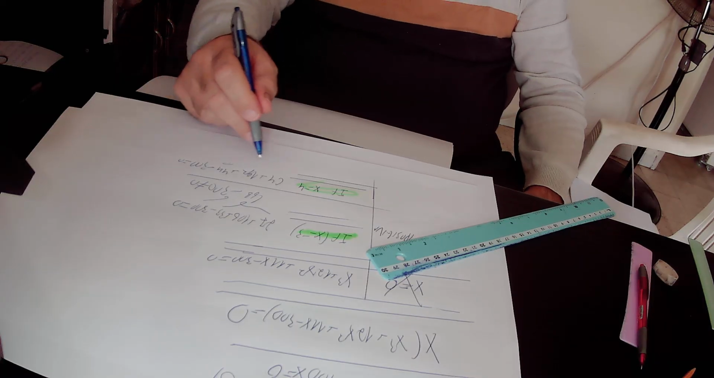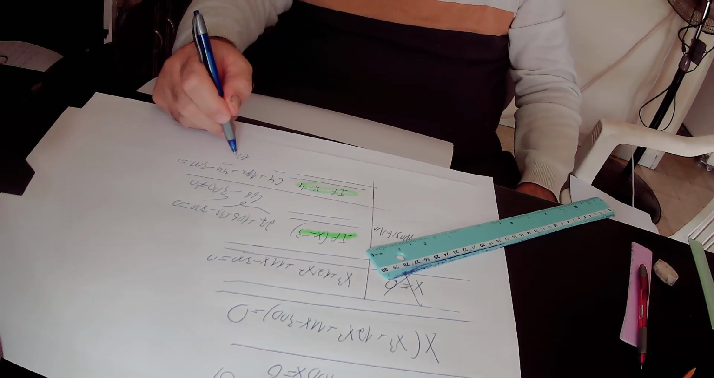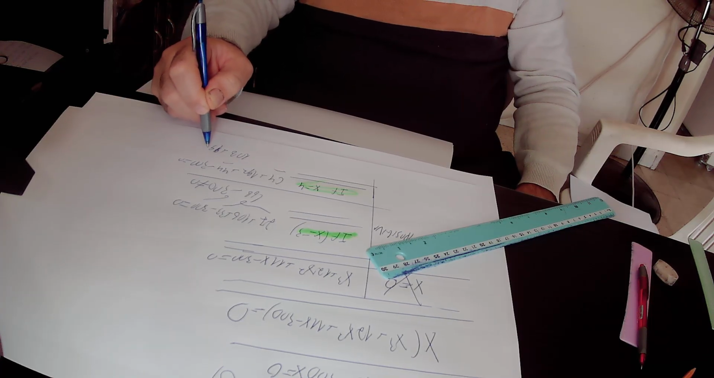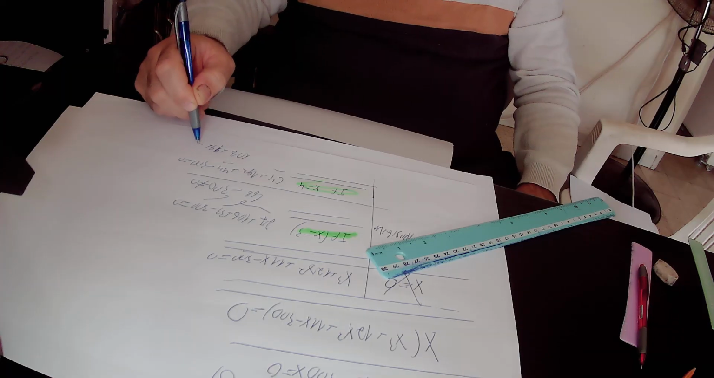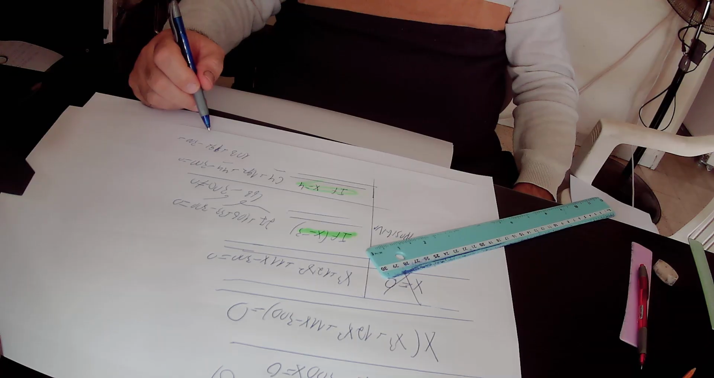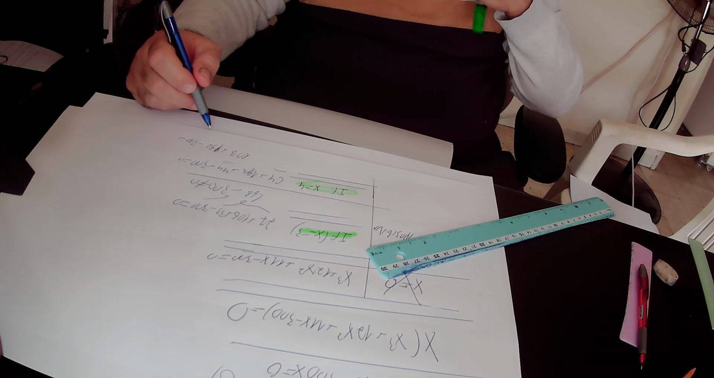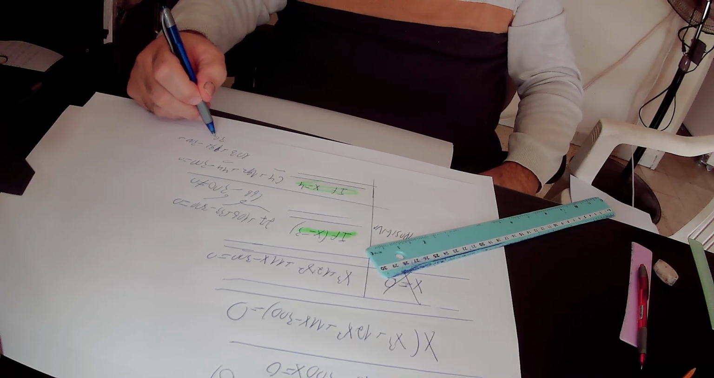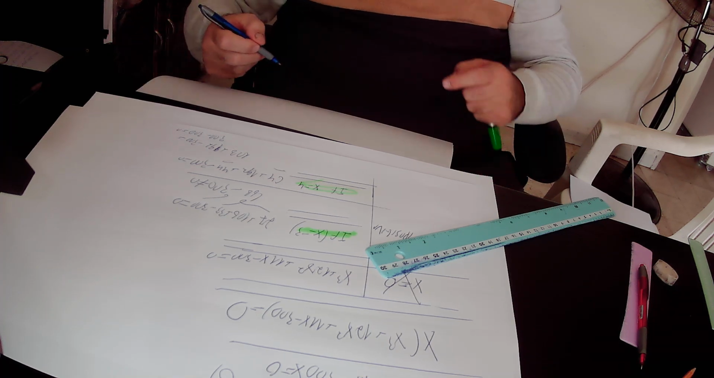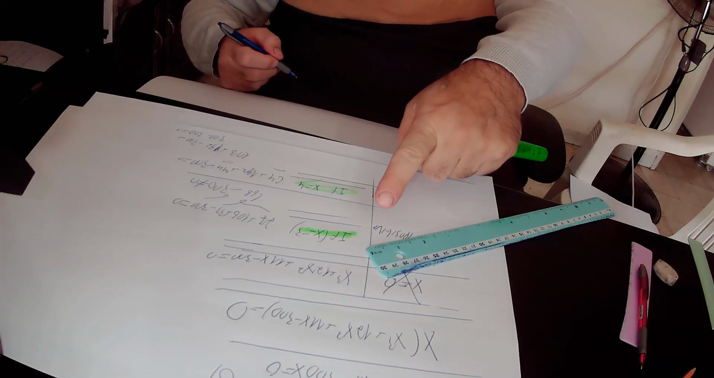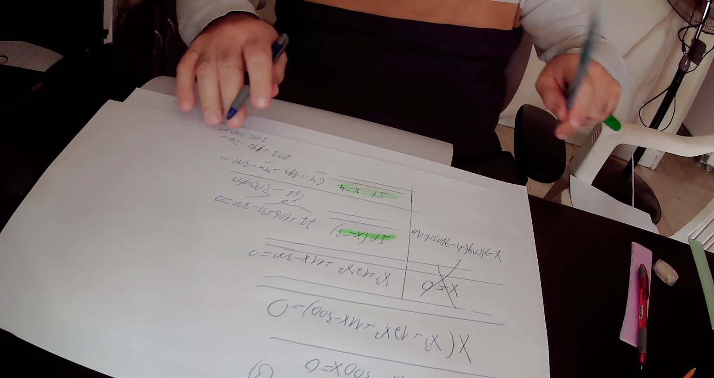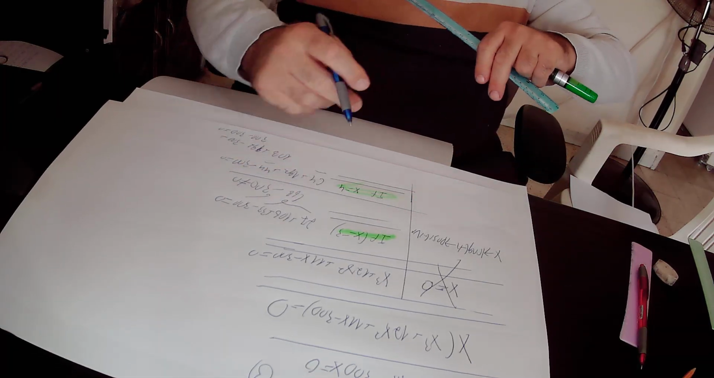44 plus 64 is 108, plus 192, minus 300, it should be equal to 0. 108 plus 192 is 300, and 300 minus 300 is indeed equal to 0. So if x equals 4, it solves this equation. So this equation is solved for x equals 4.